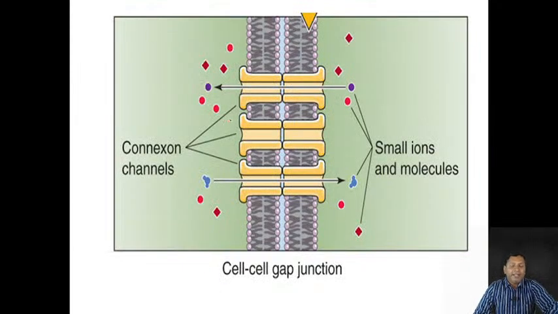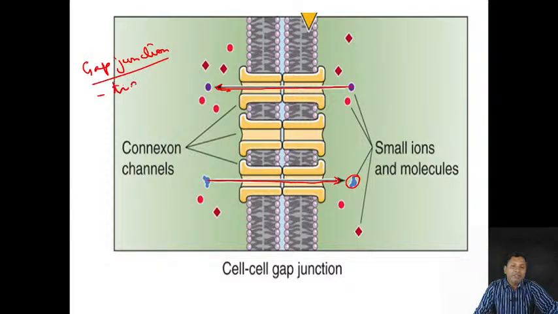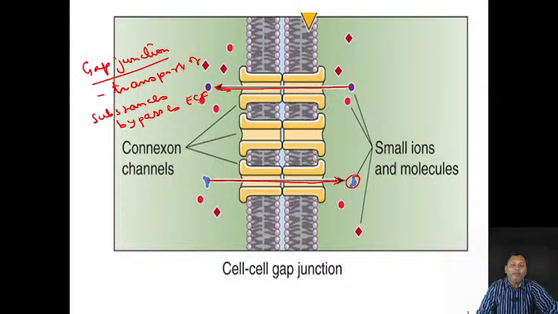So next slide. In this slide, what we can see here is the gap junction. In the gap junction, you can see the molecules moving from one cell to the other cell, right? And this transfer is bidirectional. So remember two things about this gap junction. Number one, the transport of the substances bypasses the ECF. It bypasses the ECF means what? ECF is not involved here. These molecules will move directly from one cell to the other cell without going through the ECF.